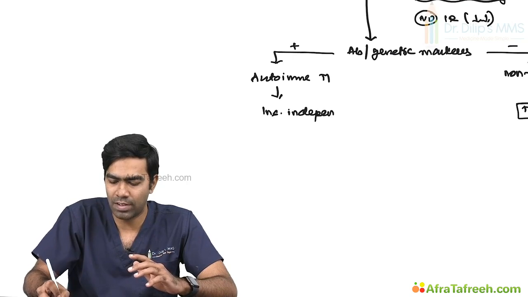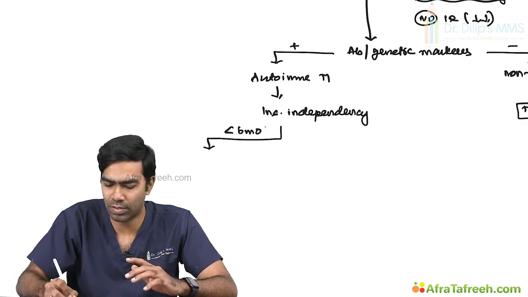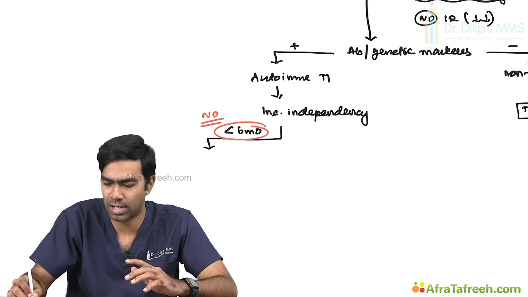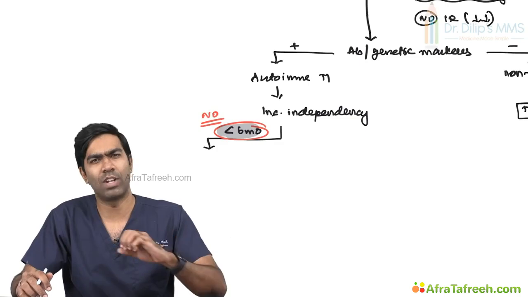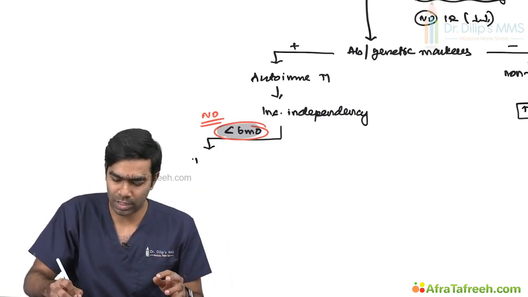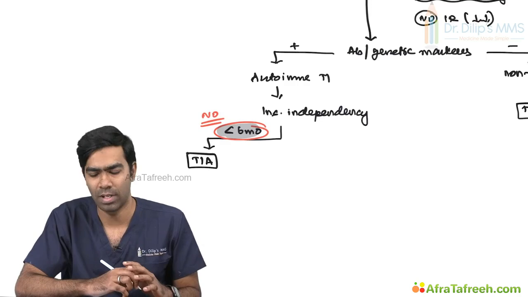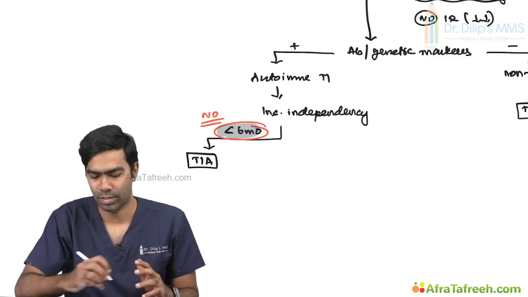How long they are living independent of insulin. If the insulin independency is for less than 6 months, which means most of the time there will be no insulin independency, that's the idea. Most of the time they will not be insulin independent from the time of diagnosis itself. In that setting, it will be diagnosed as type 1A autoimmune diabetes. It's a classic type 1 diabetes autoimmune form. It's type 1A diabetes.